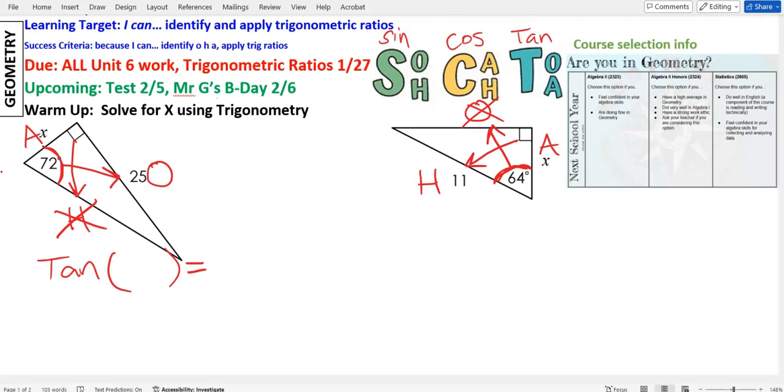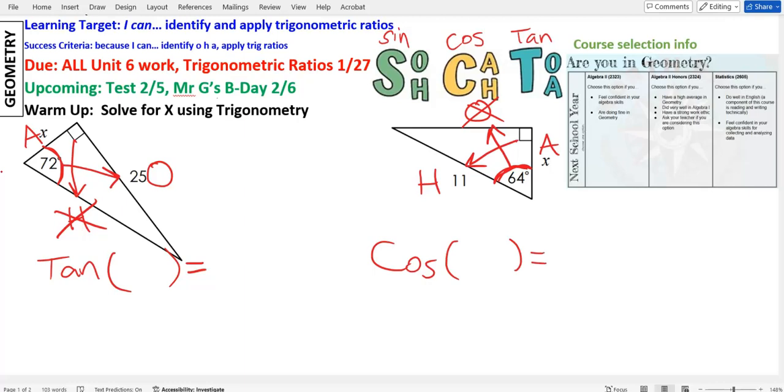Before we do that, look at the second triangle. AH. So AH is what? SOH, CAH, or TOA? C is for cosine. So go and write cosine, COS, parentheses, equals.